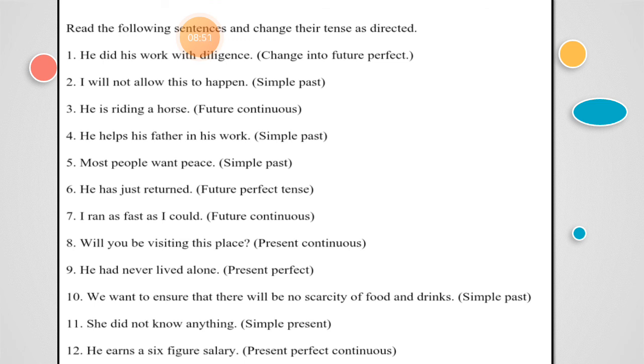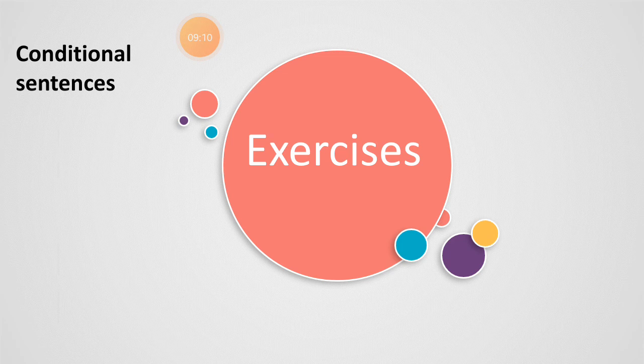Like the first sentence is: he did his work with diligence. You have to change this sentence into future perfect. Then: I will not allow this to happen. You have to change it into simple past. So all the tasks are directed to you. They are given in brackets, and you have to solve them.